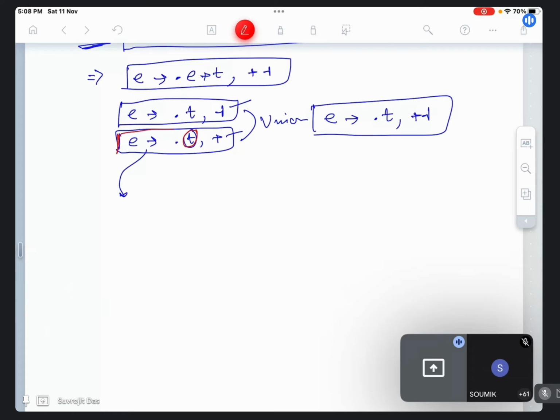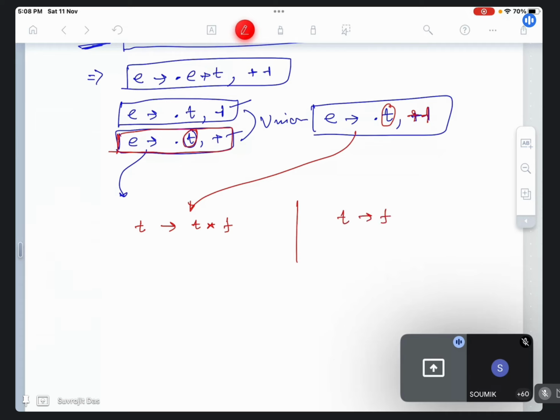So let us take this LR1 item that we have generated right now, or this one. This is one which we created by taking union. So E goes to dot T, and these are the two lookahead symbols that we have, right? So T is on the right hand side. So I must list out all the productions with which T can start. So I have T goes to T star F, and also I have T goes to F.